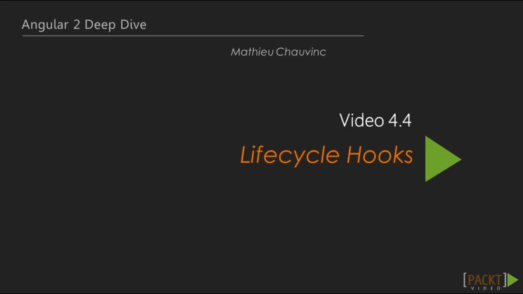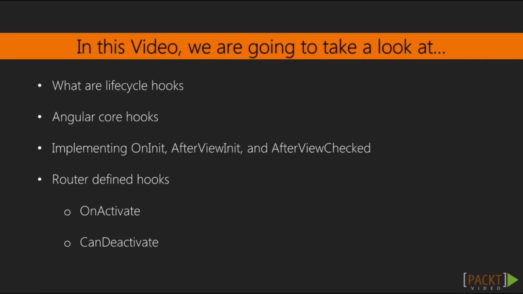In the previous video, we used child routing, which allows us to structure our routes better. Let's now look into lifecycle hooks. We'll first define what lifecycle hooks are and review a list of Angular core hooks. We will then implement a few of those hooks on one of our components. The Angular router also defines some hooks of its own, and we'll implement one, namely can-deactivate, which is an asynchronous hook, so slightly different.